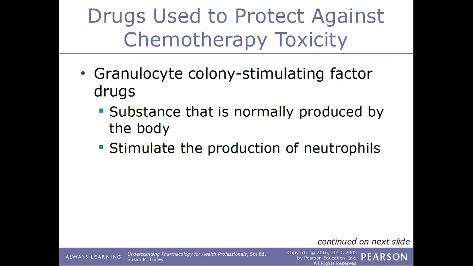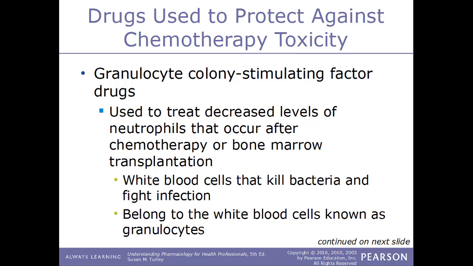The other type of drug that could be used to treat chemotherapy toxicity are granulocyte colony stimulating factor drugs. And this is a substance that is normally produced by the body, and this will stimulate the production of neutrophils, which is a type of white blood cell. So granulocyte colony stimulating factor are given to treat decreased levels of neutrophils that often occur after chemotherapy or bone marrow transplantation. And neutrophils are white blood cells that kill bacteria and fight infection, and they belong to a class of white blood cells called the granulocytes.